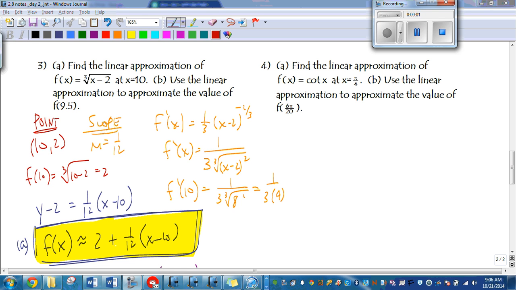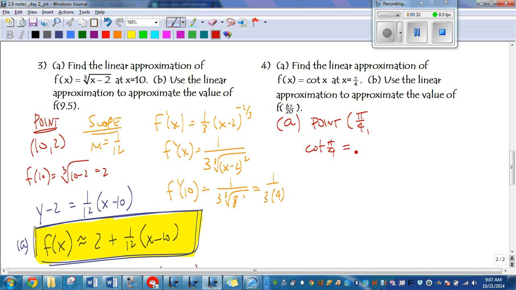Again, part A, we're finding the linear approximation, so we're writing the equation first, and then we're going to use it to approximate. So our function is cotangent of x, and we're at x equals pi over 4. So our point is going to be pi over 4, and then whatever we get out when we put pi over 4 into our function. So cotangent of pi over 4 is going to give us our y value. What's cotangent of pi over 4? Right, reciprocal of tangent of pi over 4, so that's just going to be 1.